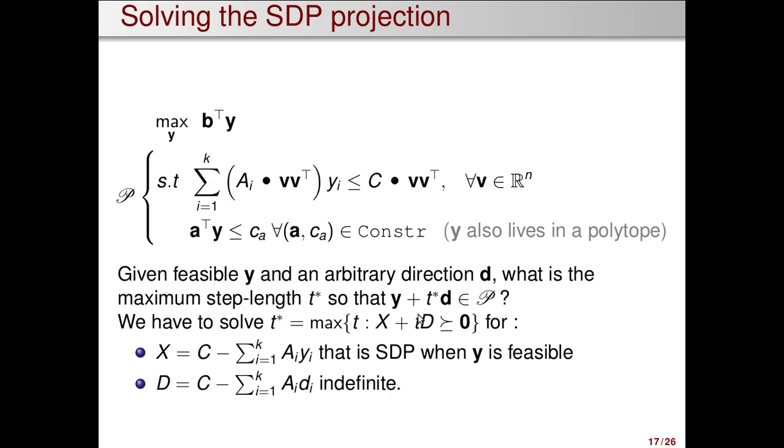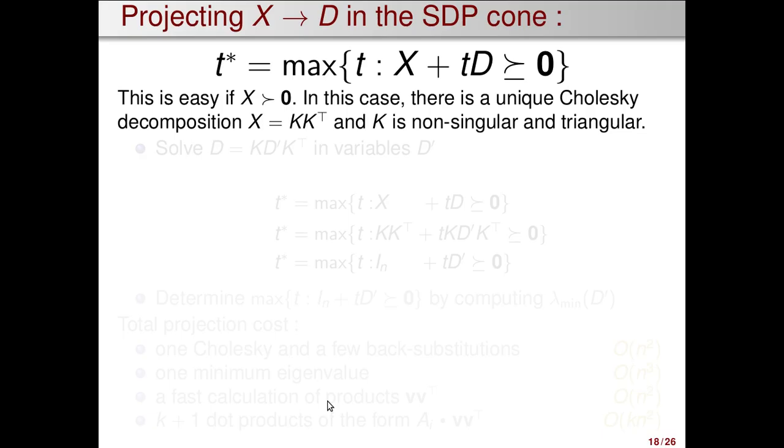What happens? I need to find the maximum t star such that this guy remains in the feasible area. So, with regards to the SDP part, I want the maximum t such that X plus tD stays SDP, where X is defined as explained on some of the previous slides, which is SDP when y is feasible, and D is defined in a similar manner. It can be SDP or not. It's indefinite. So, I need to solve this.